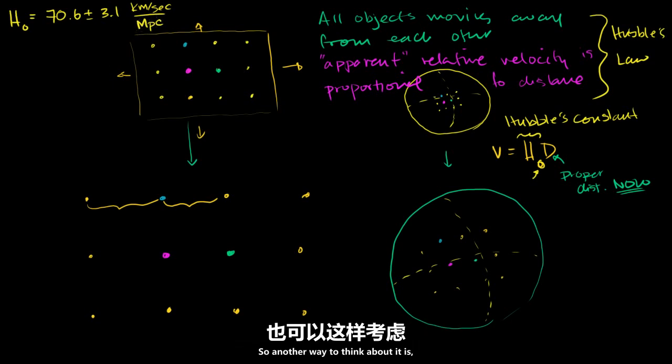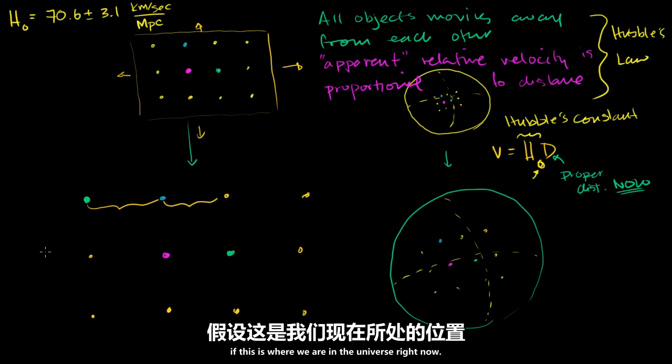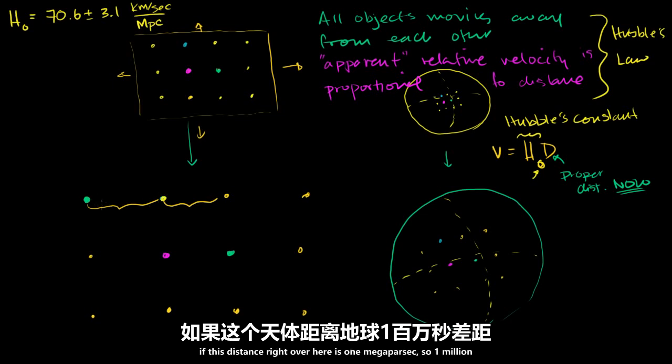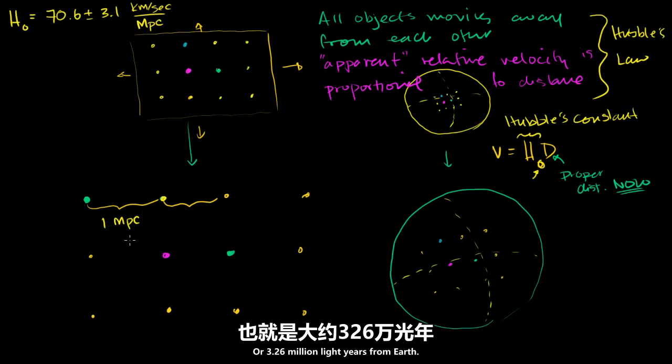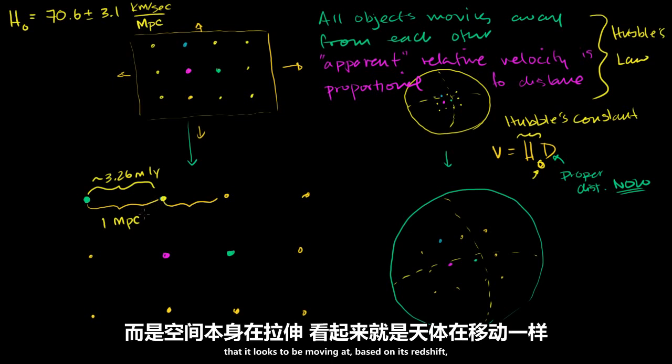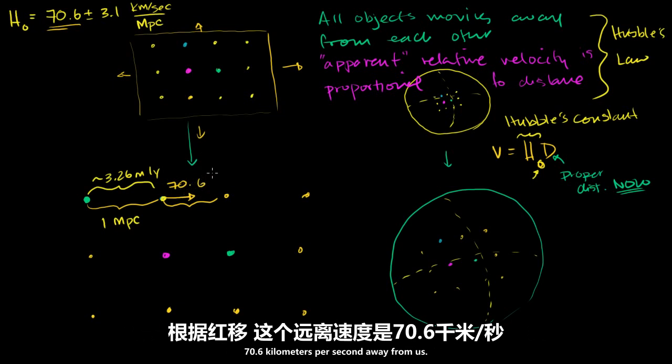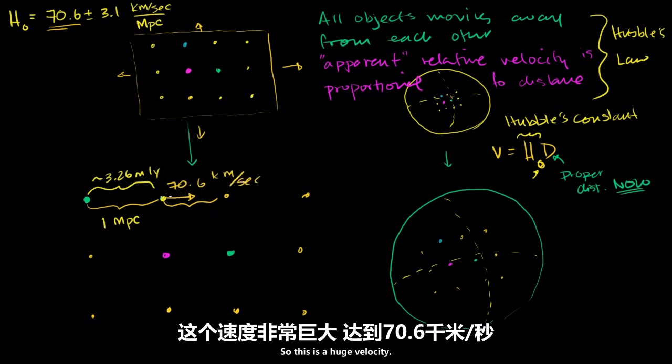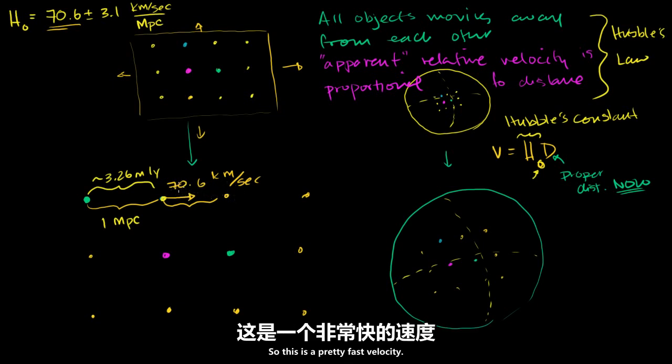So another way to think about it is, if this is where we are in the universe right now, and if this object right over here, if this distance is 1 megaparsec, so 1 million parsecs, or roughly 3.26 million light years from Earth, then this object will appear to be moving away, although it's not moving in space. Just the space that it's in is stretching in such a way that it looks like it's moving, based on its redshift, at 70.6 kilometers per second away from us. So this is a huge velocity, a pretty fast velocity.